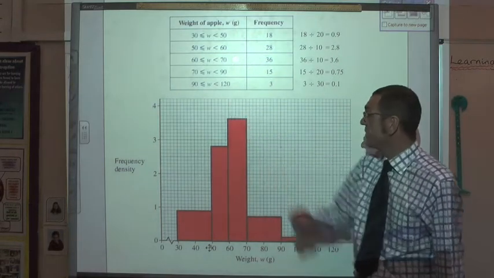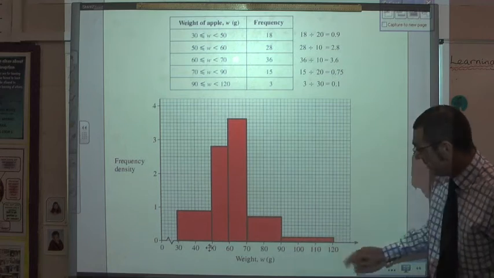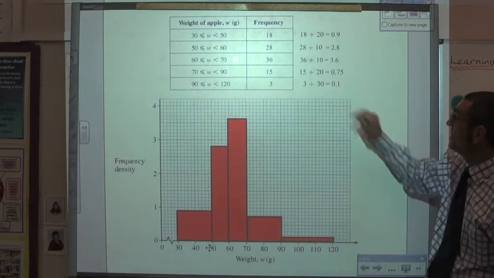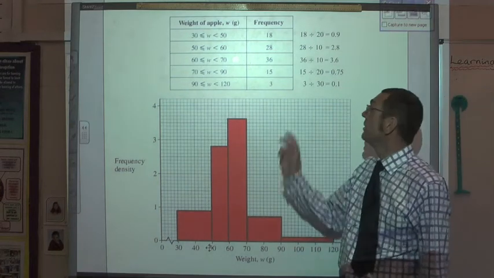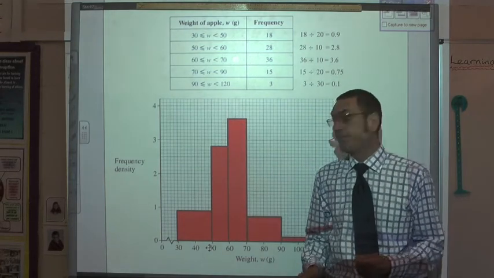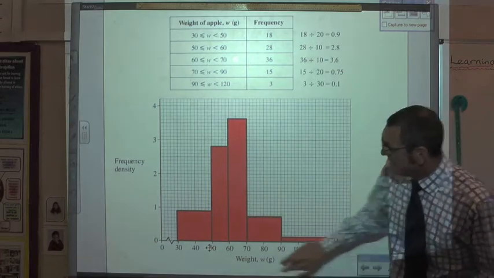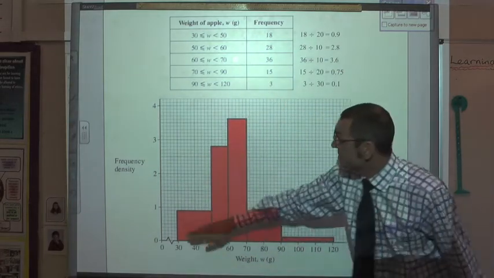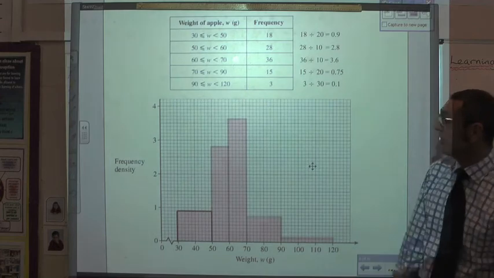And then the last one, between 90 and 120, class width is 30, and my frequency density is a mere 0.1. Kind of reflects that there weren't very many apples in that weight range, yeah? So there it is there. Class widths are the same in here, your frequency density goes up, all fits nicely on your bar.